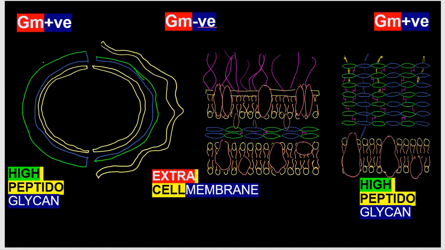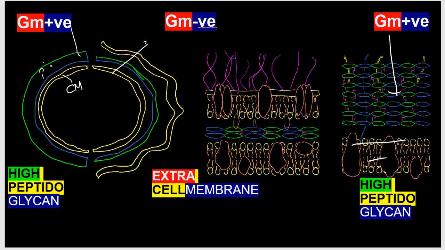A cellular membrane is most essential for a living being, and it surrounds the organelles of the cell. So bacteria also have a cell membrane. In gram-positive bacteria, there is a single cell membrane inner to the cell wall made of peptidoglycan. So this is the peptidoglycan and this is the cell membrane of gram-positive bacteria.